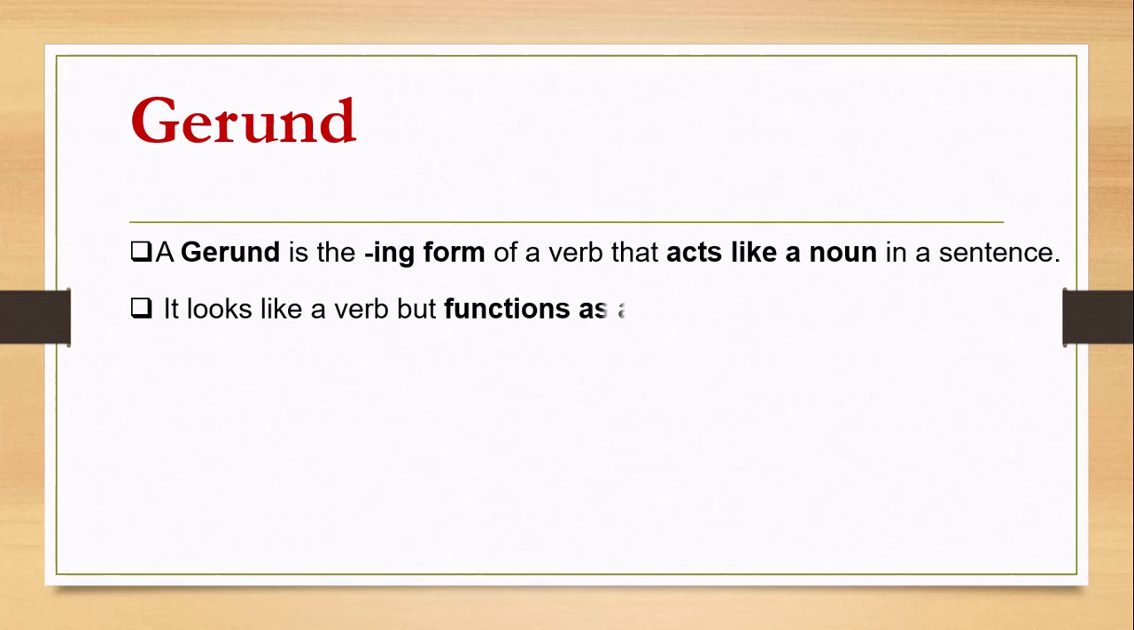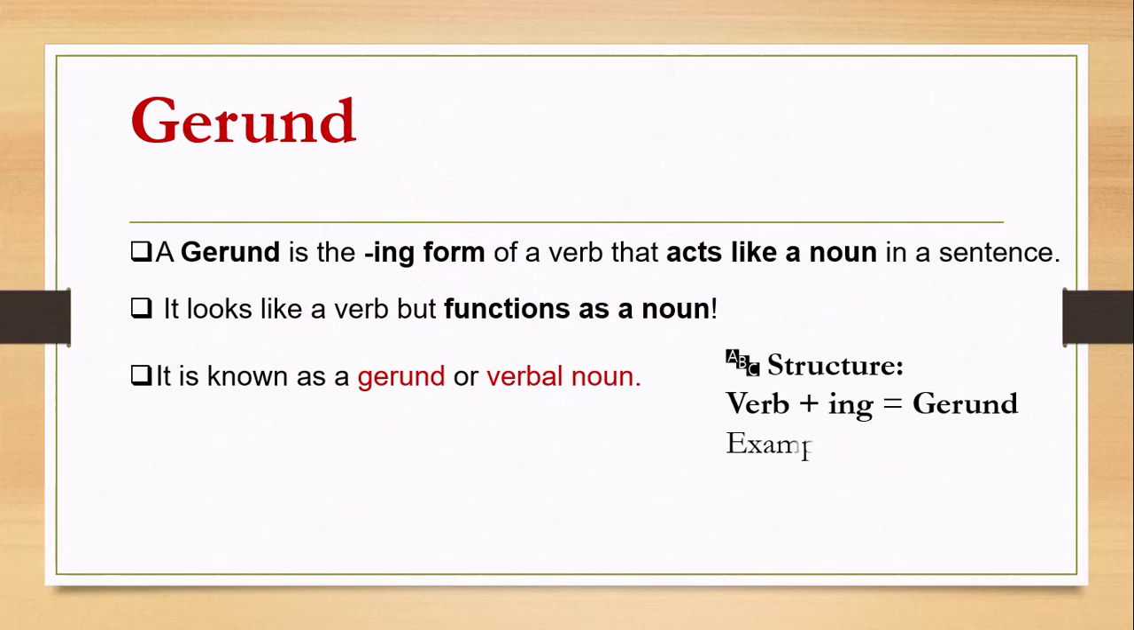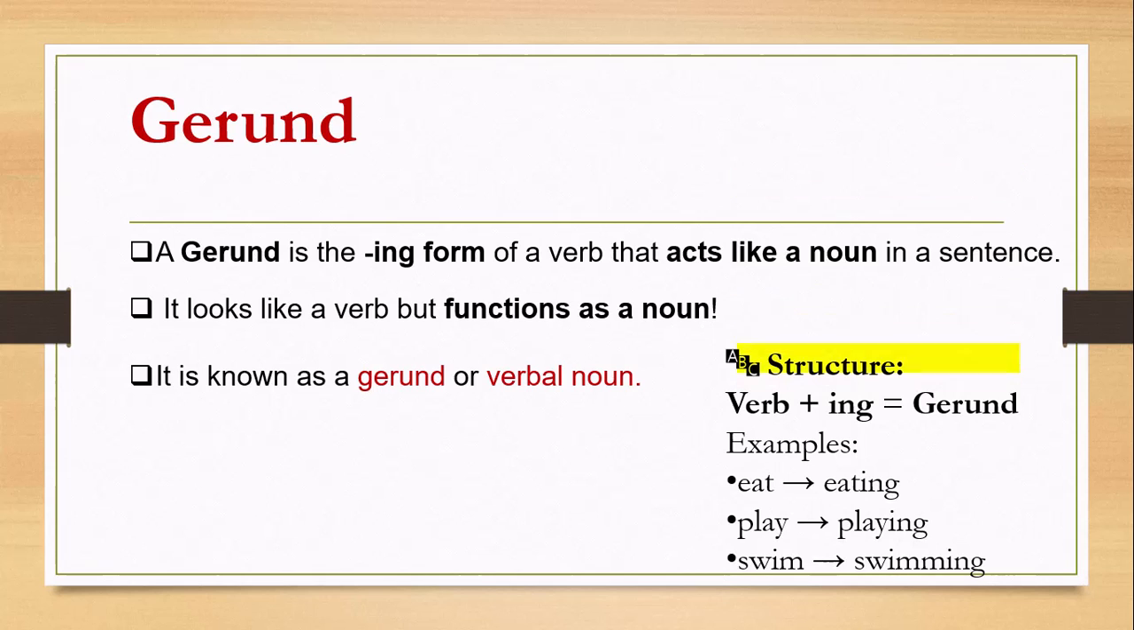So it looks like a verb but functions as a noun in the sentence, and it's known as a gerund or verbal noun. And we know that gerund means verbs which come in present participle. Here are some examples. See, verb plus ing means gerund. Example: eat, eating; play, playing; swim, swimming.